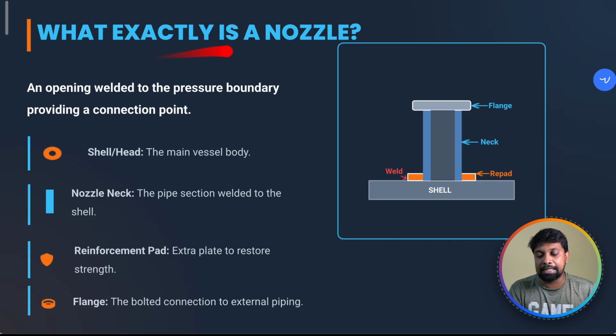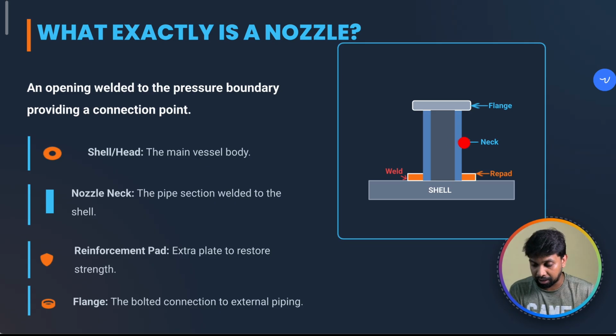What exactly is a nozzle? We are talking about the nozzle. First we have to understand what exactly a nozzle is, then we can get into the detail. What is a nozzle? An opening welded to the pressure boundary providing a connection point. Pressure boundary means it can be a shell, a dish end, the end closures, or even sometimes the nozzles are directly connected to the nozzles also.